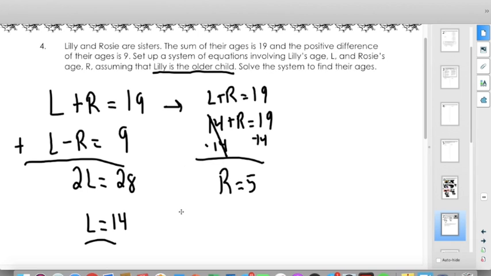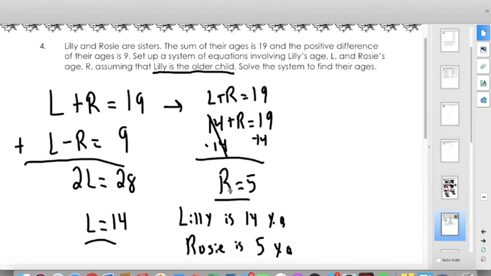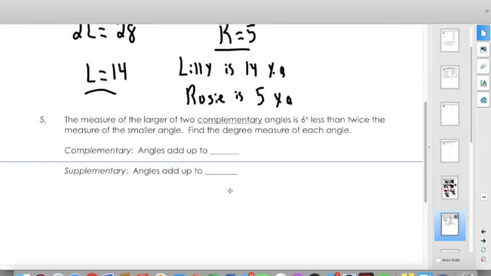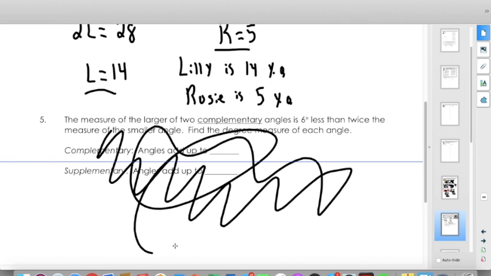So that's nice. Lily is 14 years old. Rosie is 5 years old. Okay? And then we're going to skip number 5 because it doesn't make any sense. I don't like it. Skip. Okay, and that is the end of day 4.